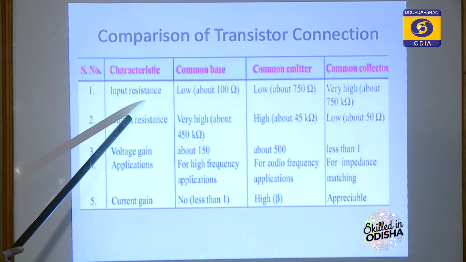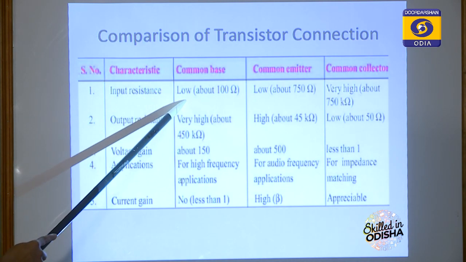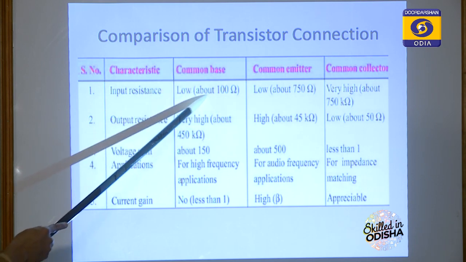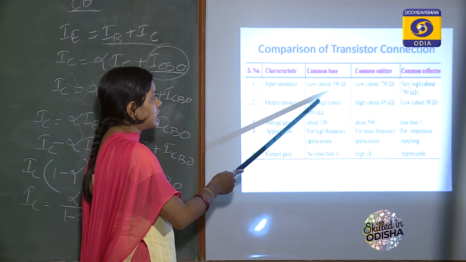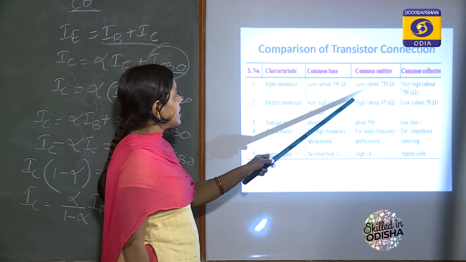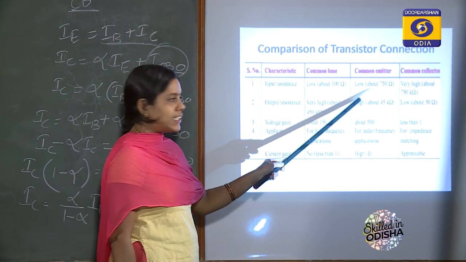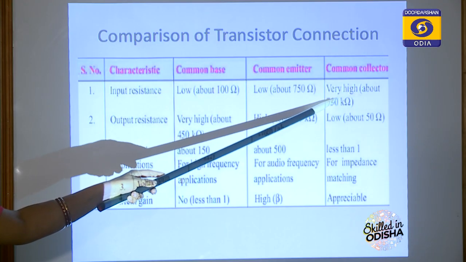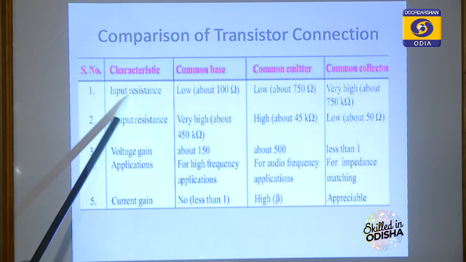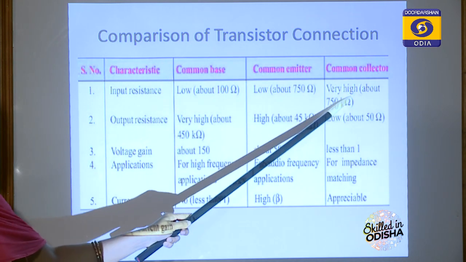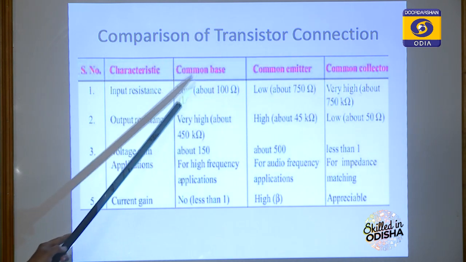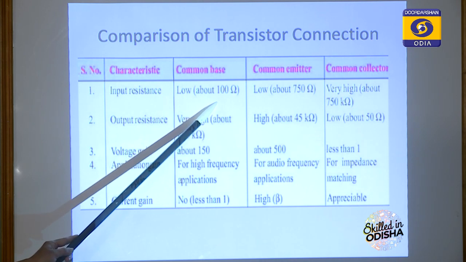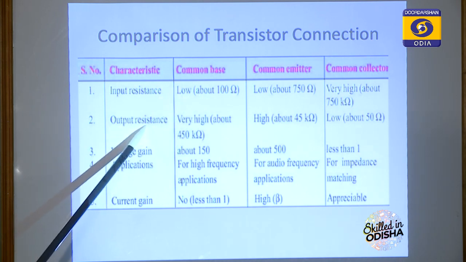First is the input resistance. Input resistance is low, approximately 100 ohm in case of common base, and for common emitter this is a little bit higher than common base, approximately 750 ohm, and for common collector configurations this is very high. So input resistance is very high in case of common collector configurations and low in case of common base configurations. Then next is the output resistance.